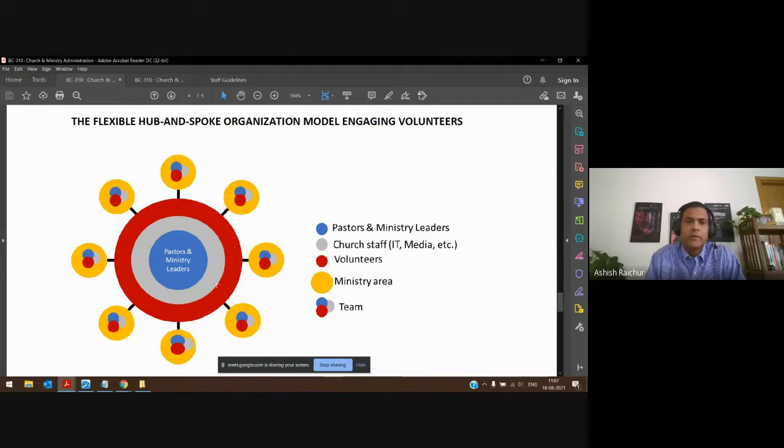And so we went through the hub and spoke model and showed that this is a really good model for engaging volunteers while you're also having specialized teams. Like you have your pastors, you have your IT team, you have your ministry areas, and you can engage people in different areas. So we went through all of that.